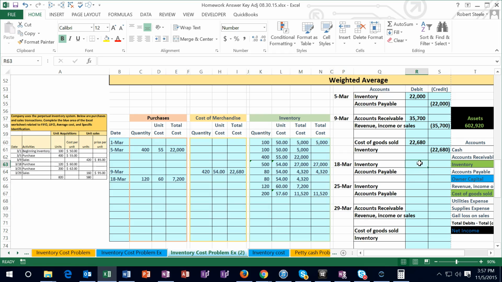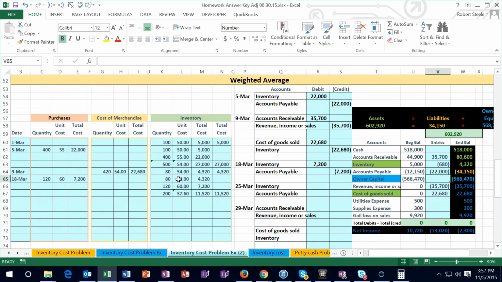We made a purchase. How much did we purchase the inventory for? 7,200. Note there's no estimate in this 7,200. That's what we're going to pay for it. And that's going to be, I'm assuming we're going to put it on account. So we're going to credit accounts payable rather than cash.